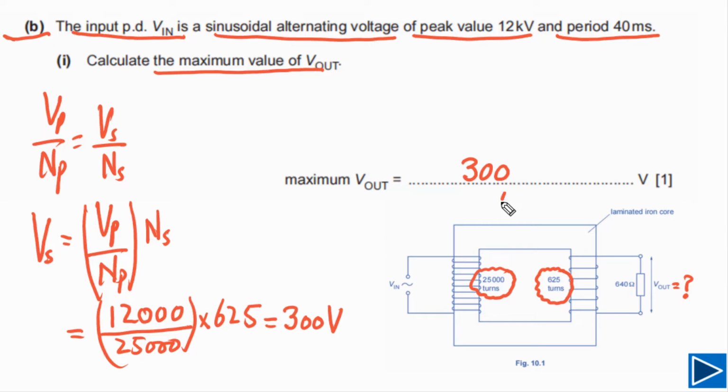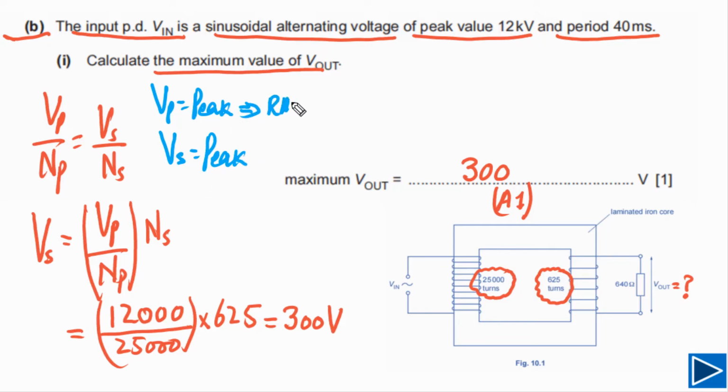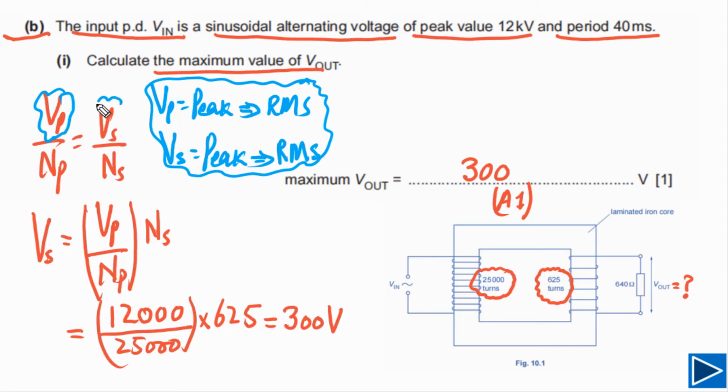This question has only 1 mark. If you have got the right answer, you will get this mark. One very important point, let me highlight here: if Vp is the peak value, meaning you're using the peak value of Vp, you have to use the peak value of Vs as well. But if you use the RMS value of Vp, then you also need to use the RMS value of Vs. You have to be very clear about this. In this case, we have the peak value of Vp, so we also got the peak value of Vs. If we use the RMS value of Vp, we will also get the RMS value of Vs.